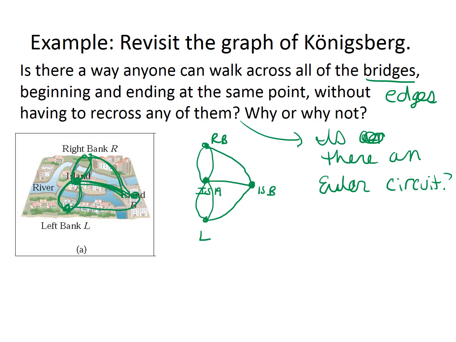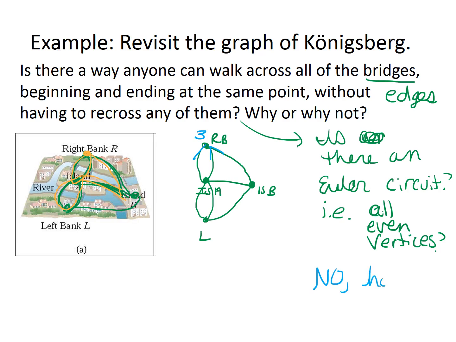You could sit and try it, all right? Start at one vertex. And then you'd be stuck. You can sit and try it, but we have a way to answer it. Is there an Euler circuit? So we want to know, i.e., all even vertices. Again, to have an Euler circuit, we have to have all even vertices. So let's go ahead and count them. 1, 2, 3, we're done. Nope. Has at least one odd vertex.